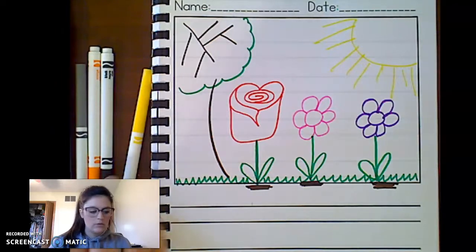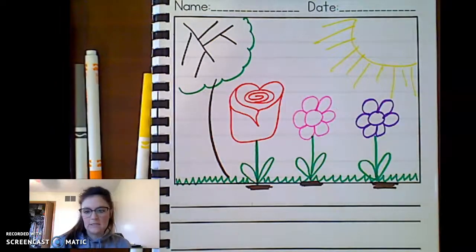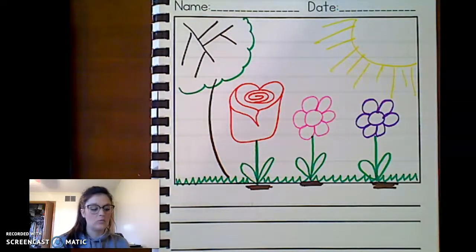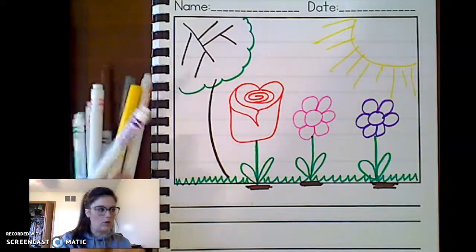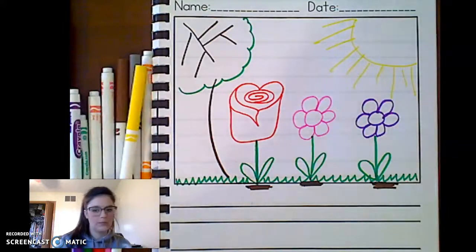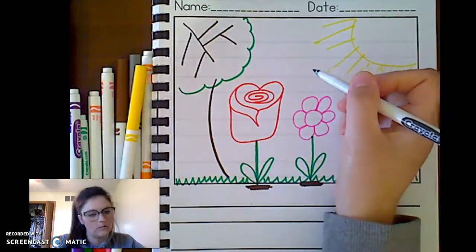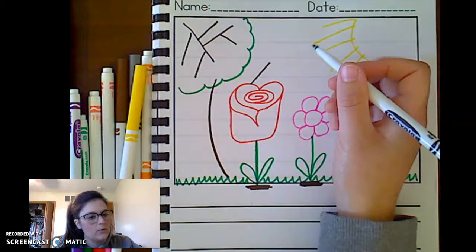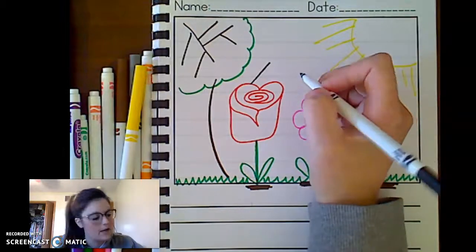If you need to, I want you to go ahead and pause this video to add some more details to your picture, and then turn it back on, because then we're going to go back and label our picture. If not, we're going to go ahead and get started with labeling. All right, here we go. We said that this was a rose. Here we go. I'm going to stretch and write at the same time.